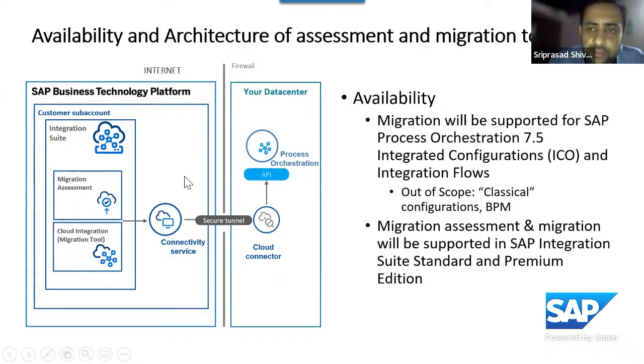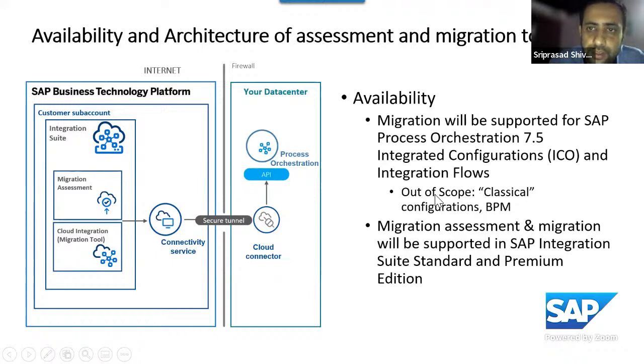Yeah, all the capabilities being planned. I think Alex already mentioned. So we will be having two more capabilities as part of the integration suite, which are called migration assessment, and there is a migration tool altogether. Okay, and we will be using the cloud connector as a connectivity service to get the data from the process orchestration for both the cases, for assessment and also for the migration.